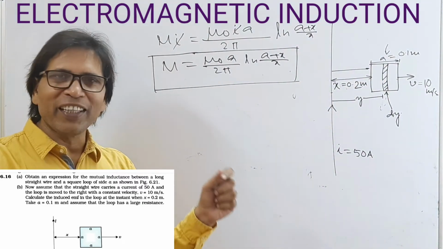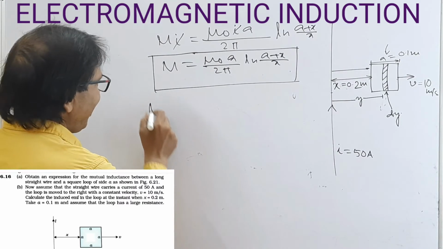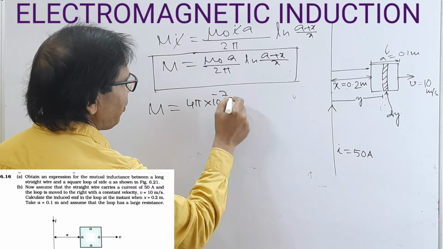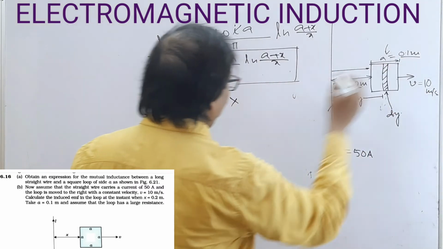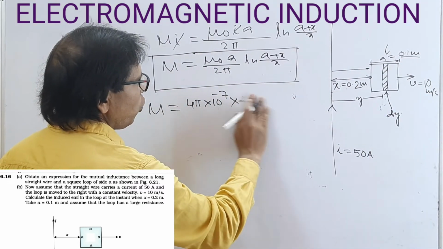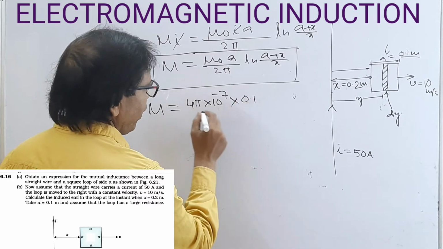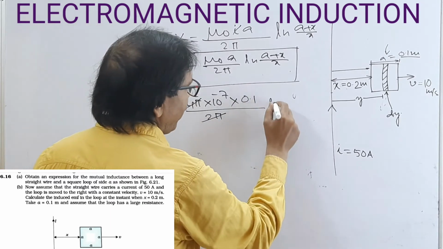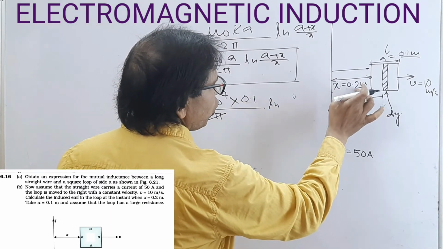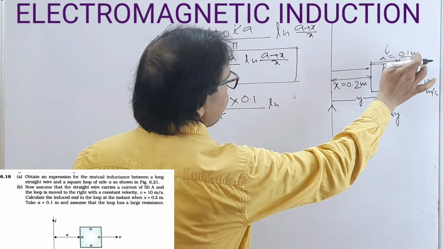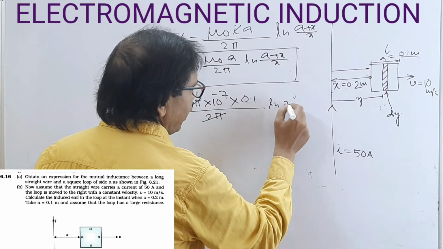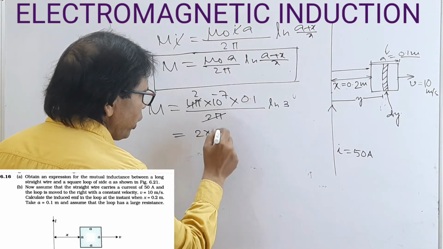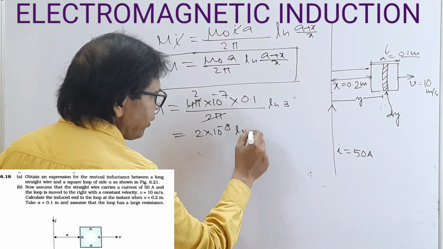Now put the values: mu naught equals 4 pi into 10 to the power minus 7, a equals 0.1 meter, and this is 2 pi, so this is 2. And ln of, x equals 0.2 and a equals 0.1, so this is ln 3. So the mutual inductance is 2 into 10 to the power minus 8 ln 3.